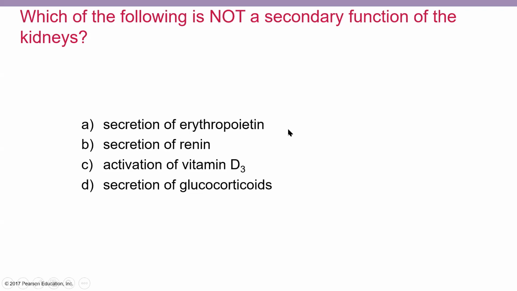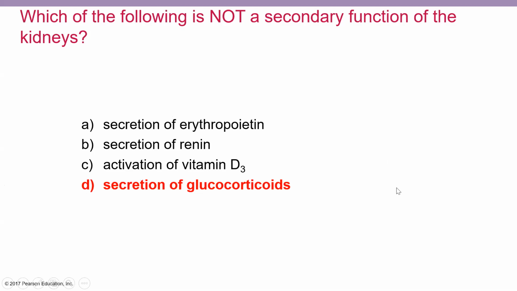So we know that erythropoietin, the precursor for new red blood cells, is a function. Secretion of renin is definitely a function from the juxtaglomerular cells. And then vitamin D3 activation is also a function. So the secretion of glucocorticoids is not a function of the kidneys.